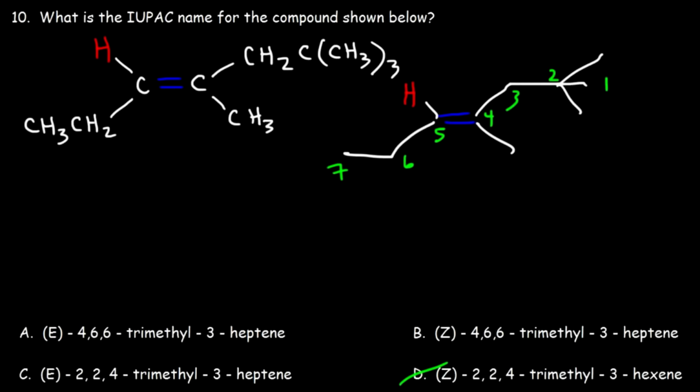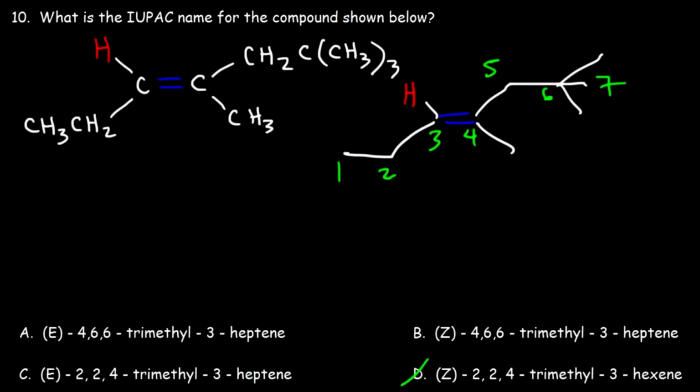Now we need to know the right direction in which to count it. Should we count it from left to right or right to left? As we count it from right to left, notice that the double bond is between carbons 4 and 5. We need to give the double bond priority. Let's count it in the other direction. So let's say this is carbon 1, 2, 3, 4, 5, 6, and 7. Notice that if we count it from left to right, the double bond is now between 3 and 4 instead of 4 and 5, which is better.